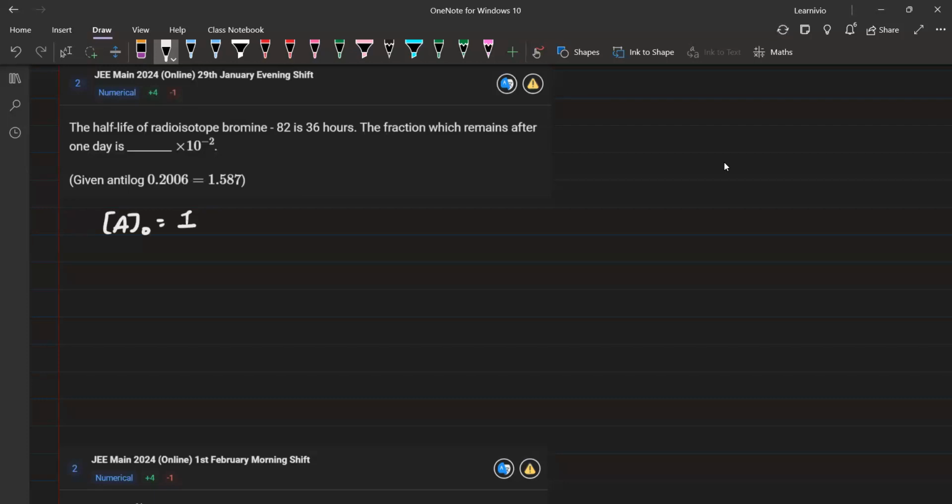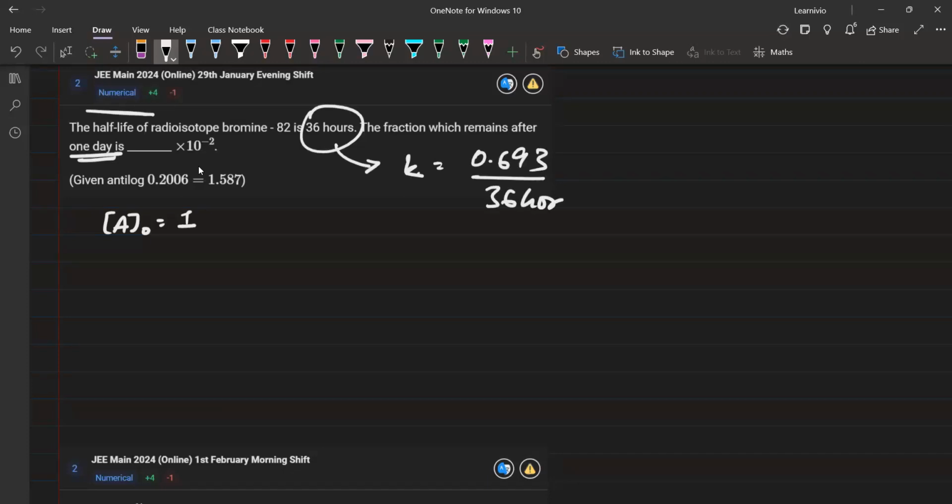Sir, we don't have to convert hours into minutes, right? No, you don't have to convert that, but the fraction which remains after 1 day is asked, so the time is 24 hours. You have to convert 1 day to 24 hours. Please remember this 36 hours is not the time, it is the half-life. So from here you get K, equal to 0.693 divided by 36 hours. This is not time, please remember that. You have K, you have A naught, and you need to find the remaining amount, that is the concentration of A.